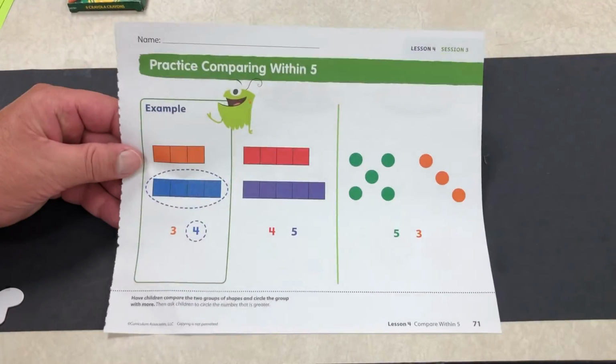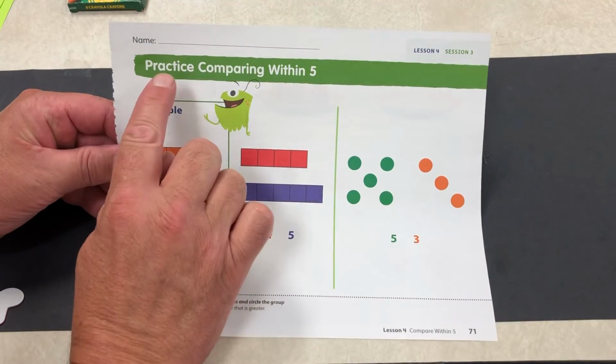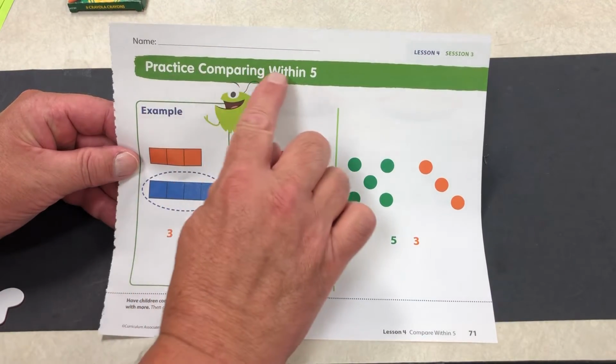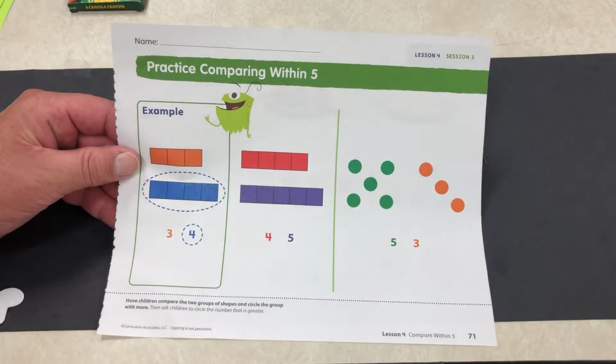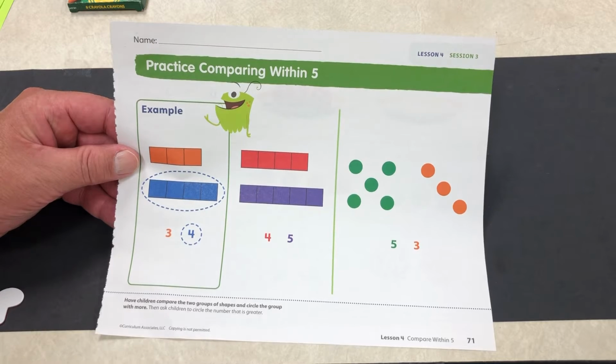This is the paper we're going to be working with today. It has this green band across the top. It says practice comparing within 5. And we're going to be comparing groups of objects and numbers today.